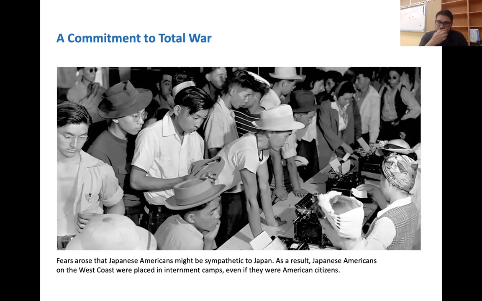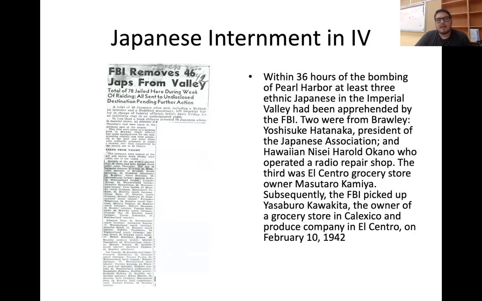As a result, Japanese Americans on the West Coast were placed in internment camps, even if they were American citizens, right, class? They didn't care. They didn't care at all. And here's just a perfect example, right, of this happening in the Imperial Valley. FBI removes 46 Japanese from the valley. Total of 78 jailed here during week of raiding, all sent to undisclosed destination pending further action, right?